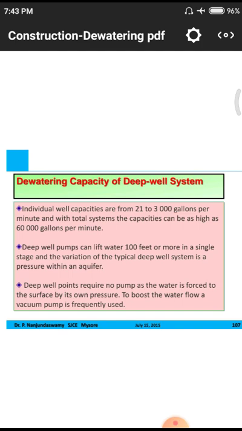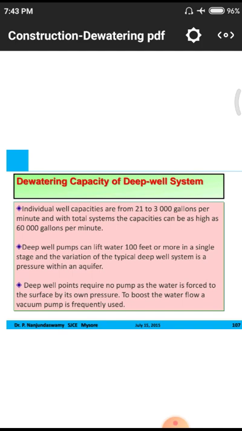This is the explanation for the above sentence. In some of the deep well points, they require no pump as the water is forced to the surface by its own pressure.